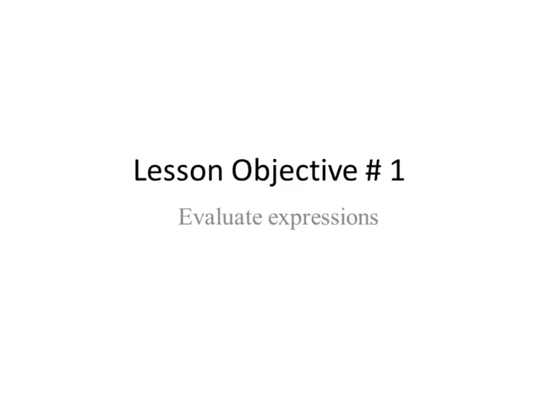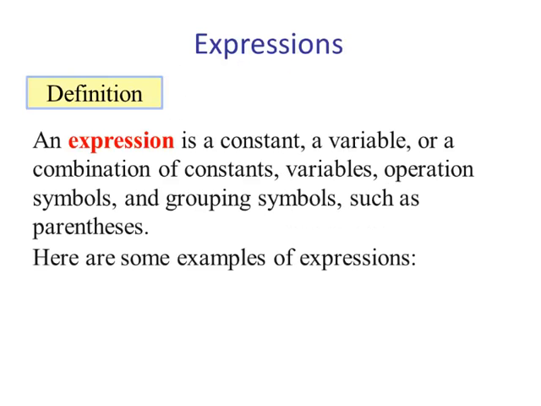Lesson objective number 1. An expression is a constant, a variable, or a combination of constants and variables, operation symbols, and grouping symbols, such as parentheses. Here are some examples of expressions: t plus 6, pi, L plus W minus 9, y, 4, and 5 divided by the quantity x plus 2.